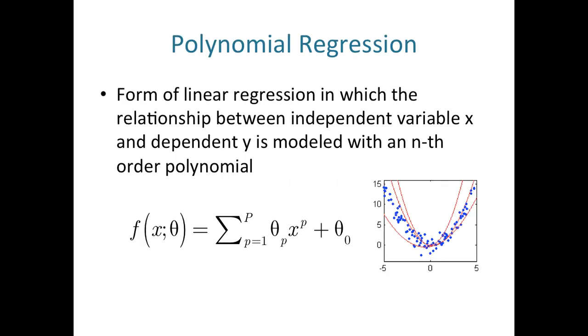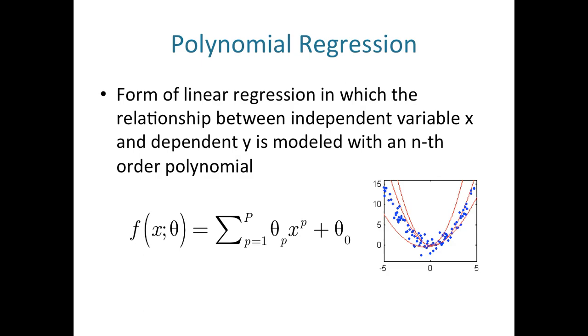Okay, so far we have looked into linear regressions, which basically try to fit a line through the data points that we have. Now we're going to look into slightly more complicated functions. So polynomial regressions are a type of linear regression in which the relationship between the independent variable and the dependent variable, between x and y, is modeled with an nth order polynomial.